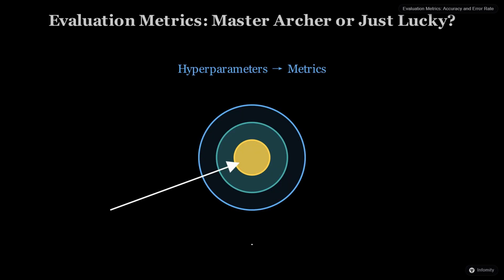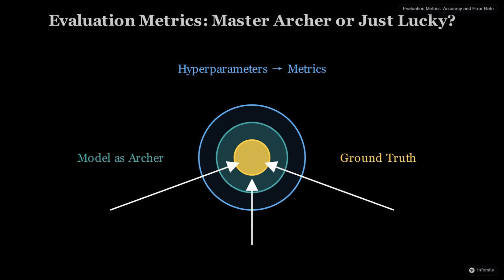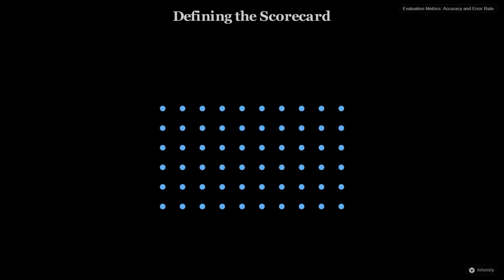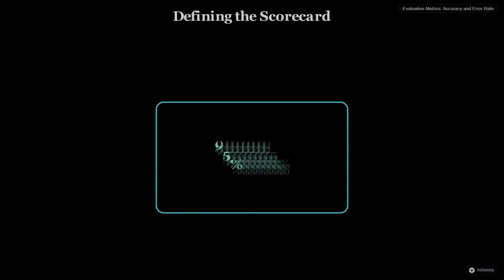Think of your model as an archer. Every prediction is an arrow, and the ground truth is the bullseye. When we train a model, we get thousands of predictions. Looking at them one by one is like trying to judge an archer by watching a single arrow in slow motion. We need a way to summarize the entire performance into a single number.